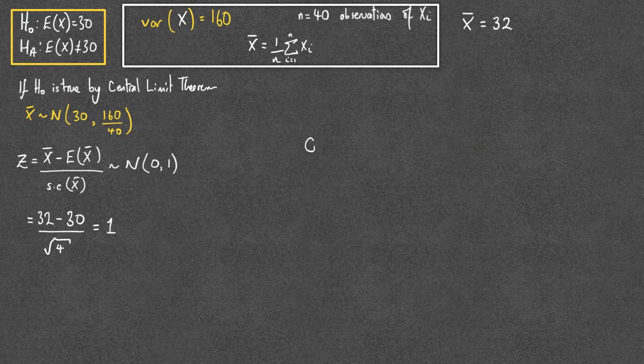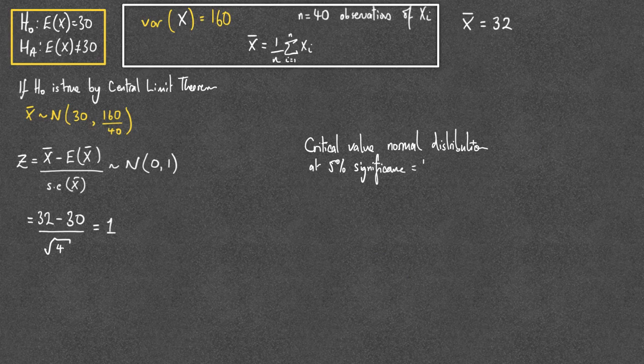Now the critical value from the normal distribution at the 5% significance level for a two-tailed test is equal to 1.96. Since the magnitude of our test statistic is less than the critical value, we fail to reject the null hypothesis.